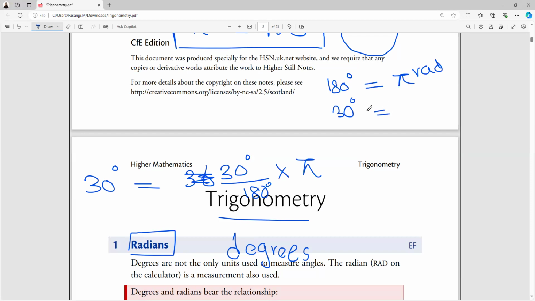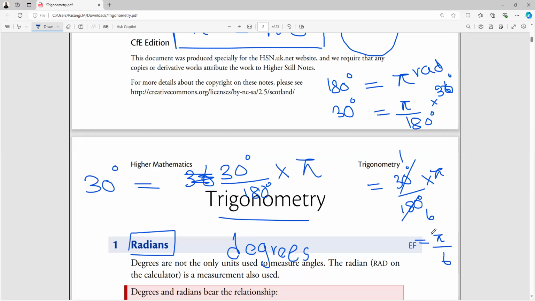Then we need to calculate it for 30 degrees. Before that, we need to find the value for 1 degree. To find 1 degree, π should be divided by 180, and then multiplied by 30. That means 30 degrees divided by 180 times π. Then you can cancel the numerator and denominator, 1 and 6 here. Then you will get π over 6. Is it clear? Yes, teacher.